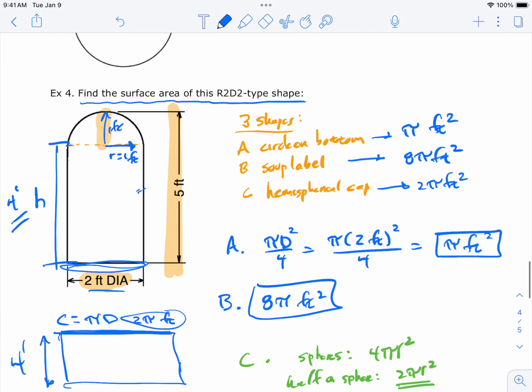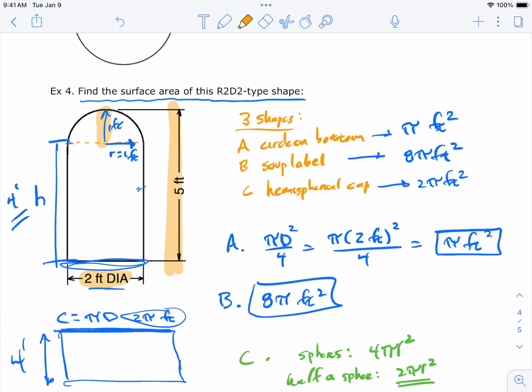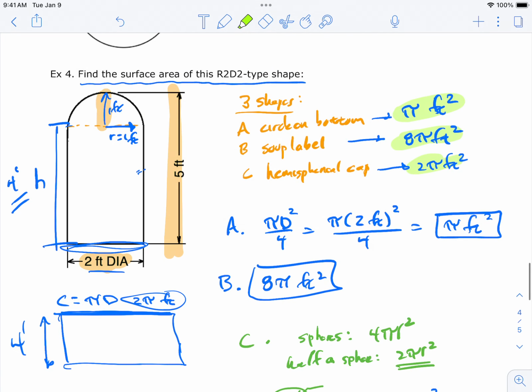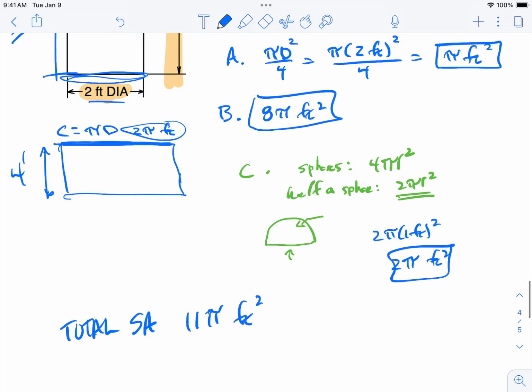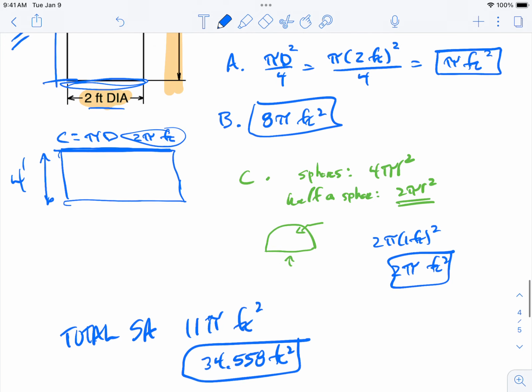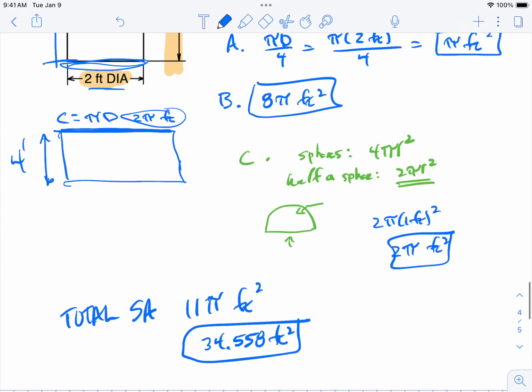And now when we add the total area up, you just have to add pi plus 8 pi plus 2 pi. That would be 11 pi. Total surface area, 11 pi square feet. Let's get a decimal. You have to wonder what the decimal is. 11 times pi, boom. It's about 34.558 square feet. Boy, that's a big, well, yeah, I suppose you're covering some square feet there.